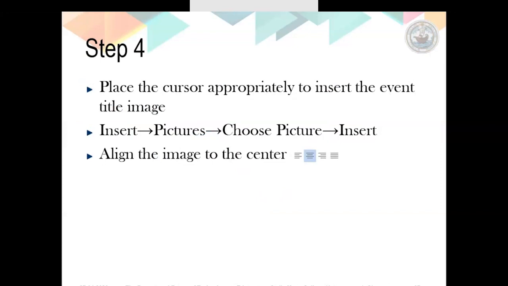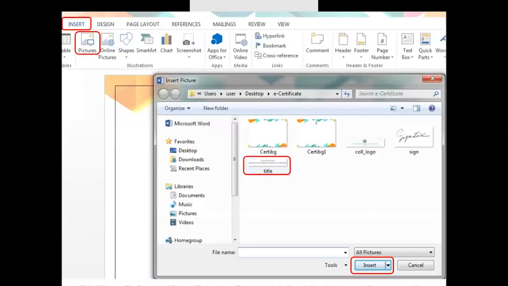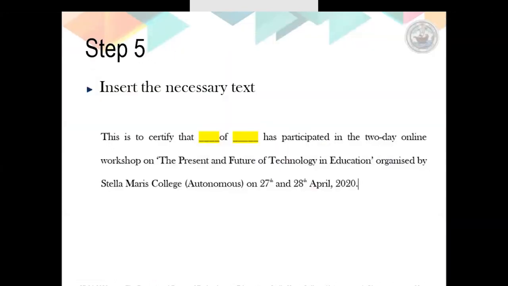So after that, wherever I want that particular event title to come, I want the title to come below the logo. So I'm going to place my cursor over there, and I'm going to insert pictures. We all know insert pictures. You choose the picture from the dialog box and give insert to align the particular image to the center. Okay, so I've just chosen the picture of the workshop title and I've given insert.